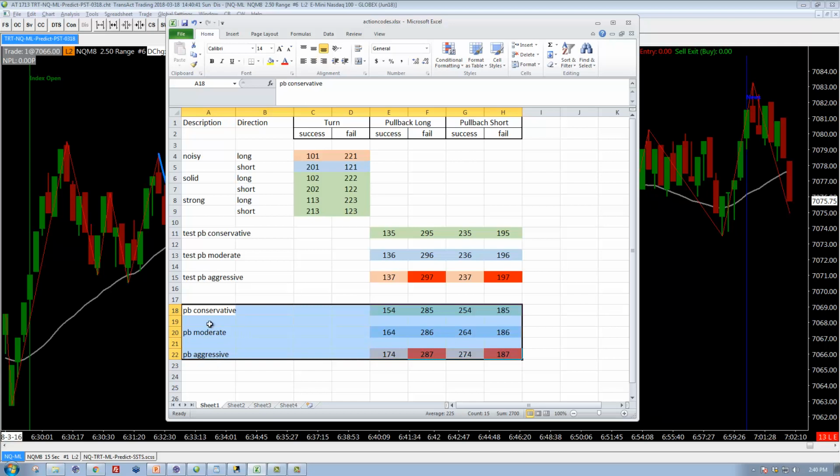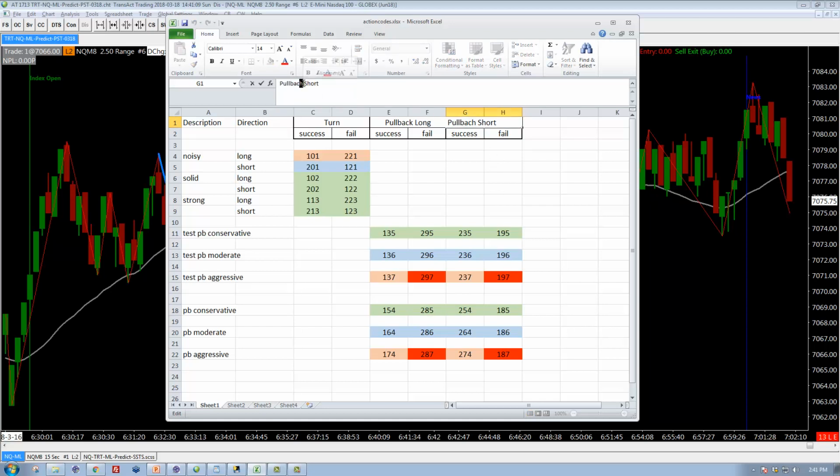This is for pullbacks, conservative, moderate, aggressive, and it's the same thing. If it's a pullback long and it's conservative and the prediction is that the pullback will succeed and you want to get long, the code will be 154. And if the prediction is that it's going to fail, then the code will be 285 and you want to get short.